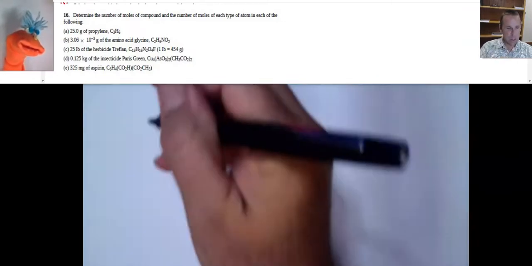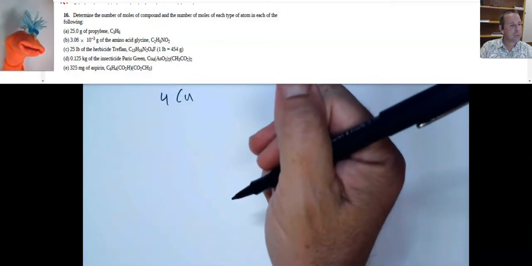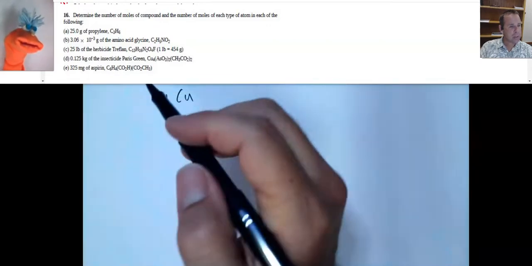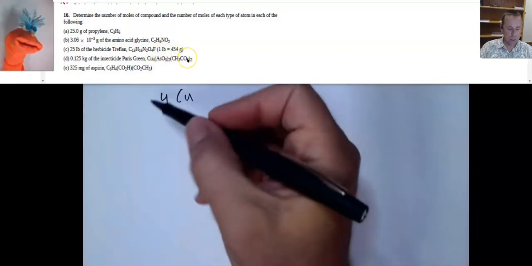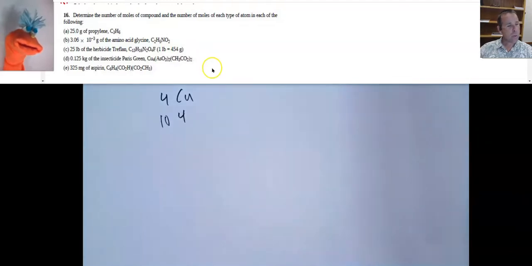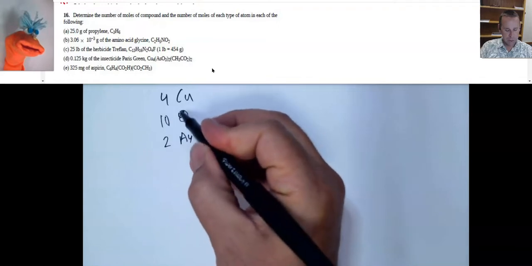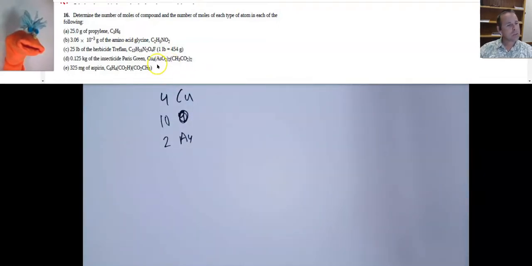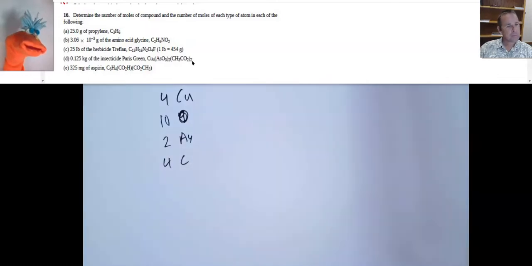But all right, so 4 coppers. What do we got? Is that 10 oxygen? Let's see. There's oxygen right here. There's 6 there and 4 there. Okay, yeah, so 10 oxygen. What else? 2 arsenics? 2 of them? Is that 4 carbons? So 1, 2 carbons in there, and then times the 2. Okay, so 4 carbons. And what else? 6 hydrogens. 6? Yeah. Okay.